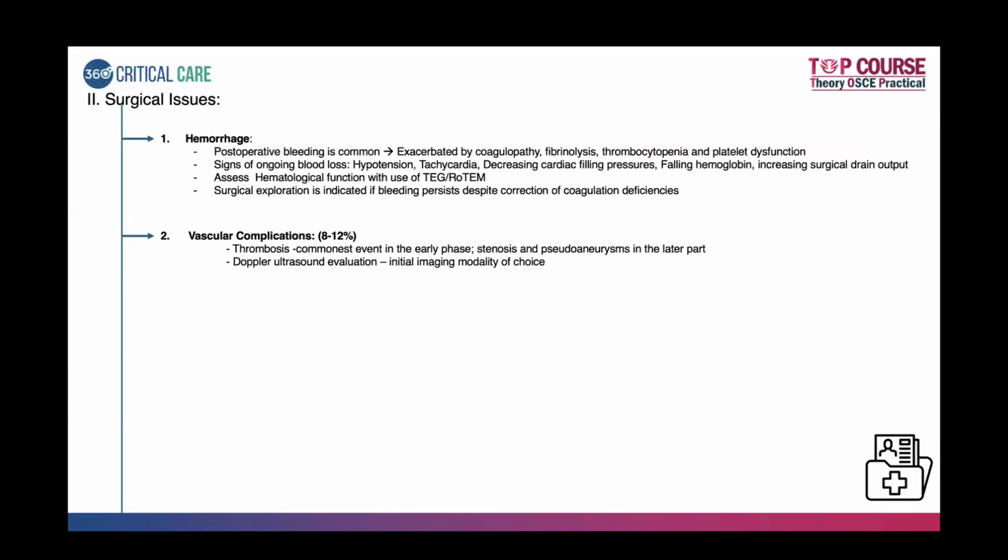The next important complication you need to look into is the vascular complications. In the early transplant phase, thrombosis is the main problem. In the later phase, it is more of strictures or stenosis. Thrombosis is the commonest event that occurs in the early phase. Stenosis and pseudoaneurysms occur in the later part. Doppler ultrasound evaluation is the imaging modality of choice.